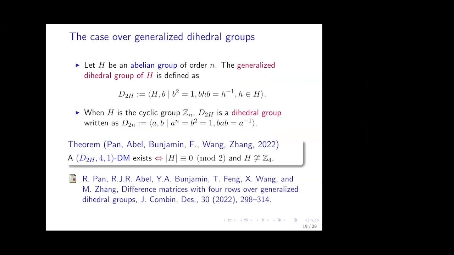And furthermore, how about the non-abelian case? Of course, the simplest case to examine is the dihedral case. And we checked the case for the generalized dihedral group, and we showed that the necessary condition is also sufficient, like you see here. Okay.